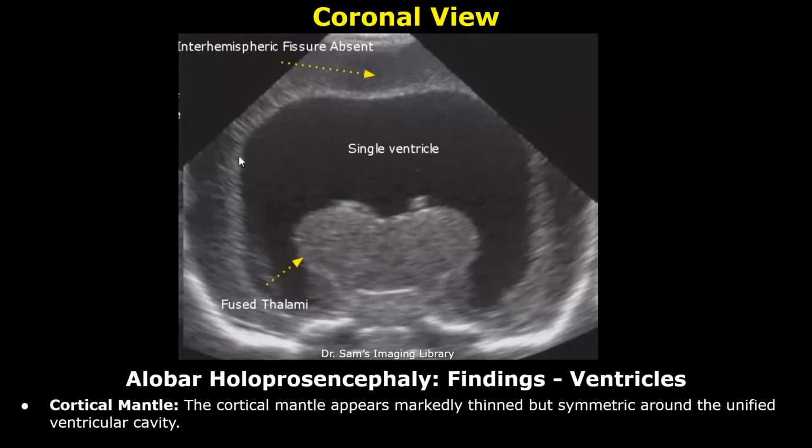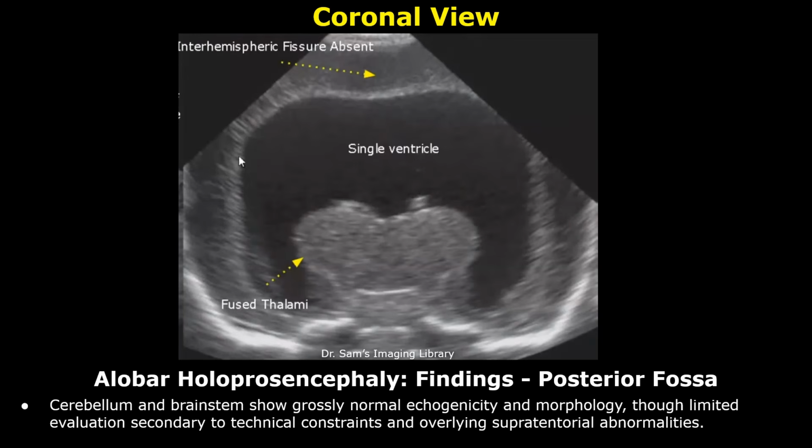Cortical mantle. The cortical mantle appears markedly thinned but symmetric around the unified ventricular cavity. Cerebellum and brainstem show grossly normal echogenicity and morphology, though limited evaluation, secondary to technical constraints and overlying supratentorial abnormalities.